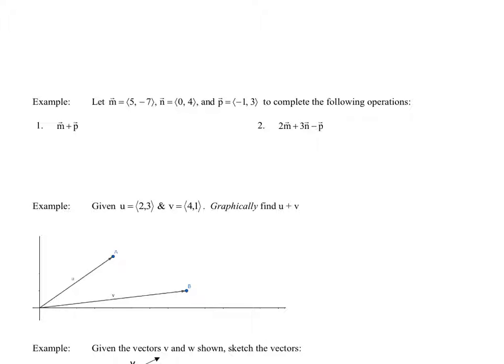All right, so I have vector m is equal to 5 comma negative 7, and n is 0, 4, and p is negative 1, 3. We want to complete the following operations.